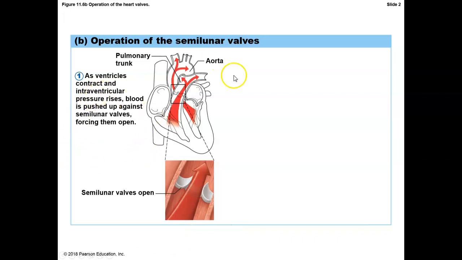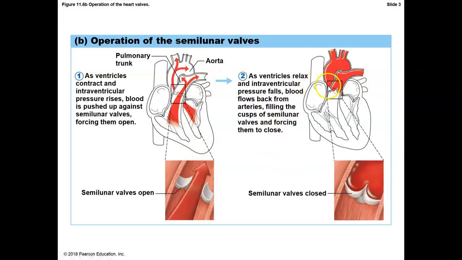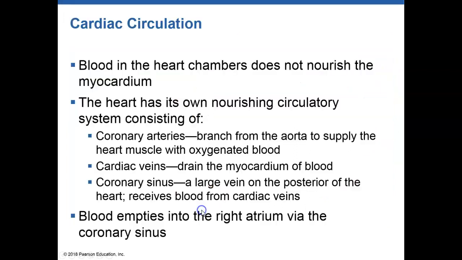So again, let's just look at it stepwise. So we had those very, very contracted ventricles. The pressure in the ventricles is higher than the pressure in the arteries, and that forces those semilunar valves open and blood flows out. Once the blood flows out, the ventricles start to relax and blood starts to move back towards the ventricles. This causes those semilunar valves to close, and then the blood has nowhere else to go but away from the heart.